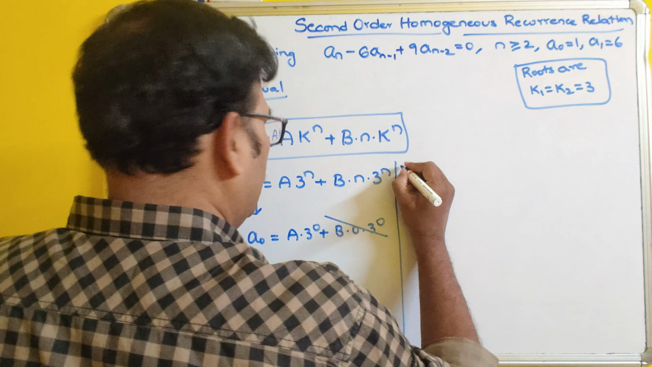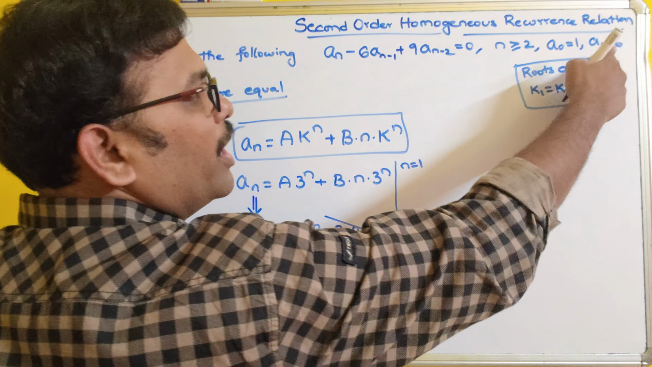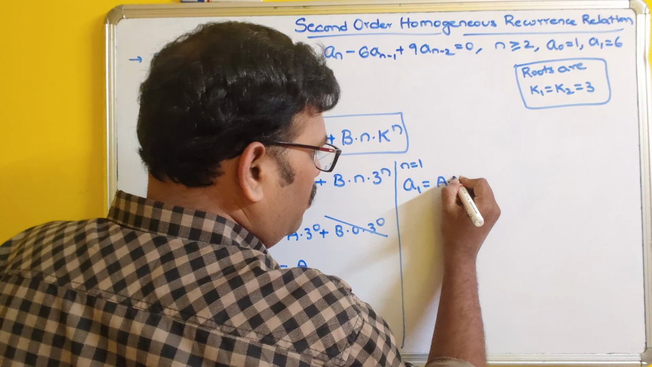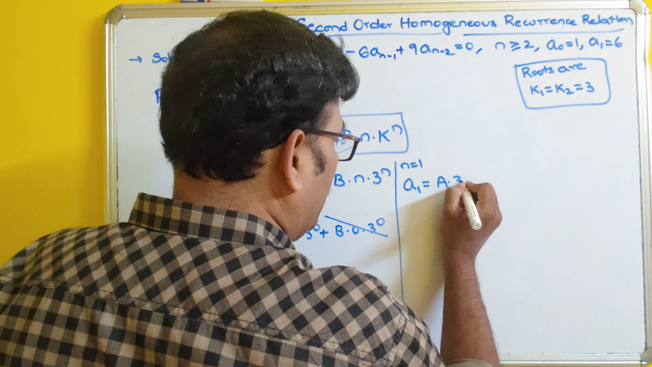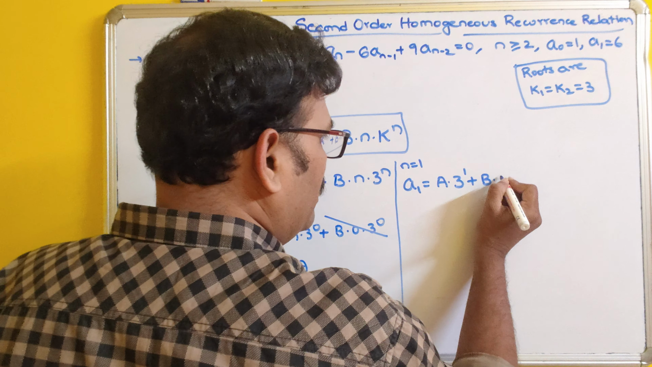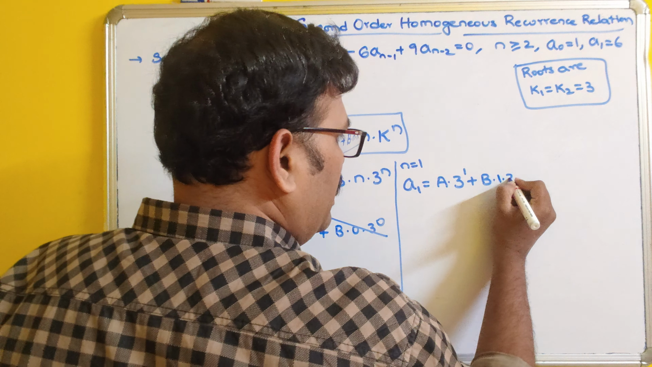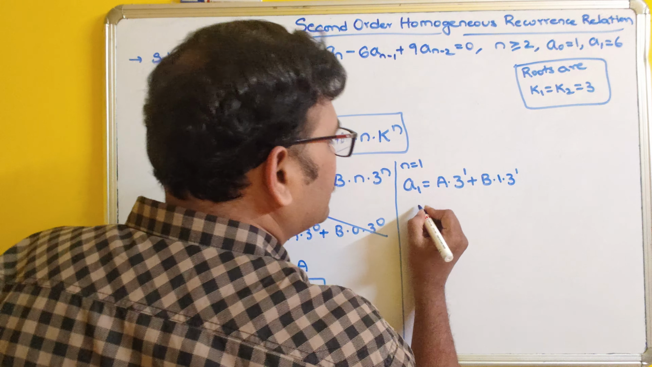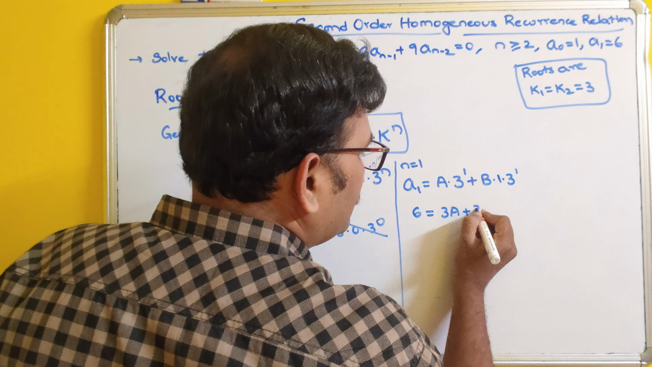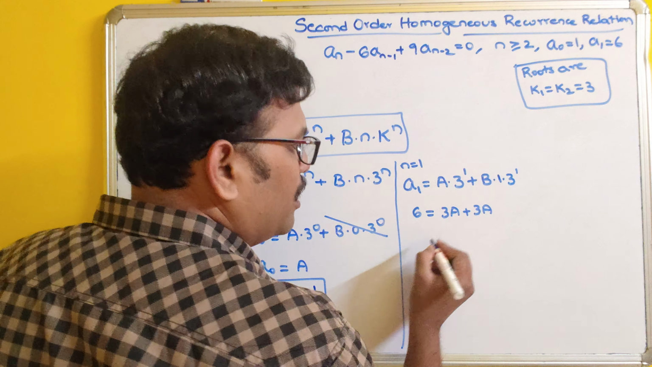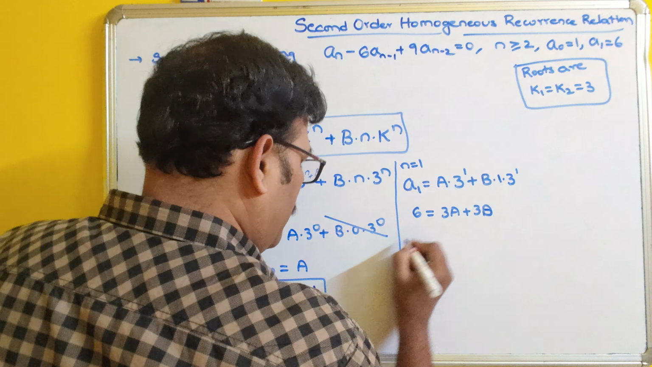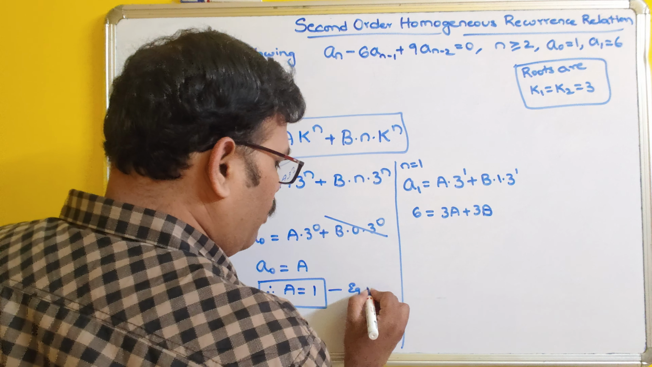Now substitute n is equal to 1, so a_1 is equal to A into, what is the k value? 3^1 plus B into, what is the n value? 1 into 3^1. So the a_1 value is 6. So 6 is equal to 3A plus 3B. Let this be equation 1.